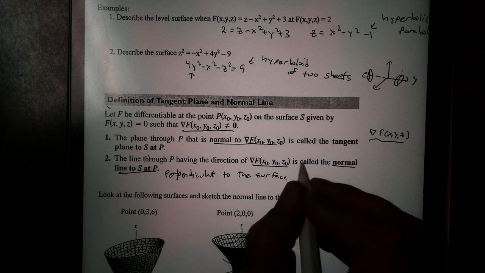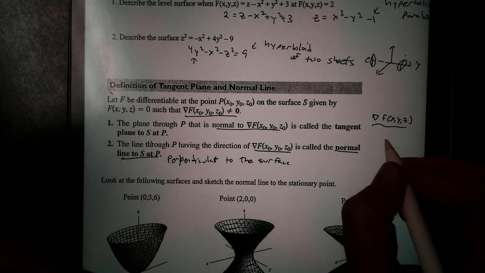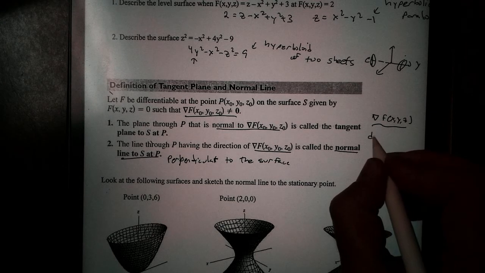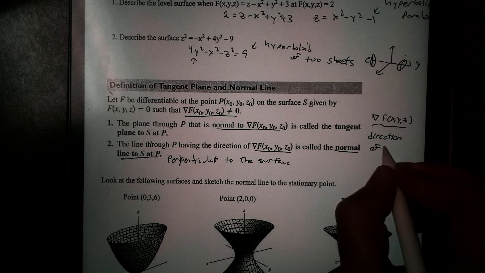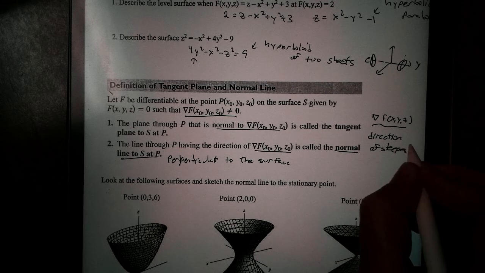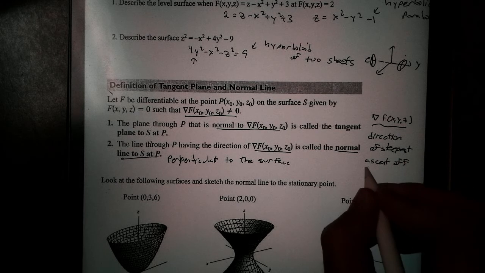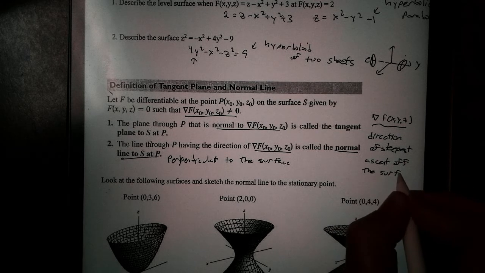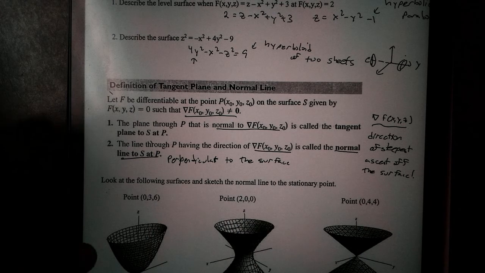Now, in other words, what does the gradient tell us? It's also going to give us the direction of the greatest ascent off the surface. And that's really big for us, the steepest ascent off the surface. So in other words, like I said, it's going to be perpendicular. And we can kind of see that.